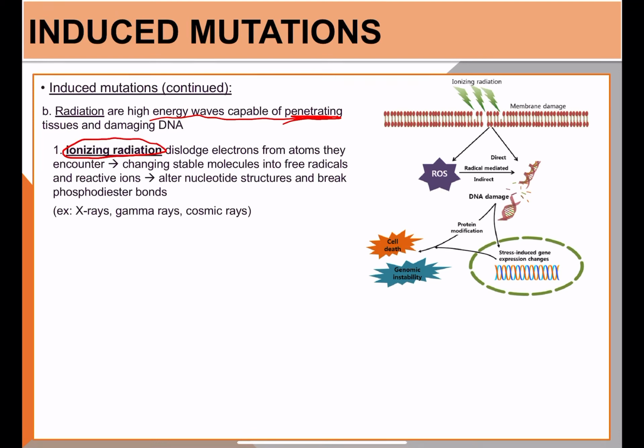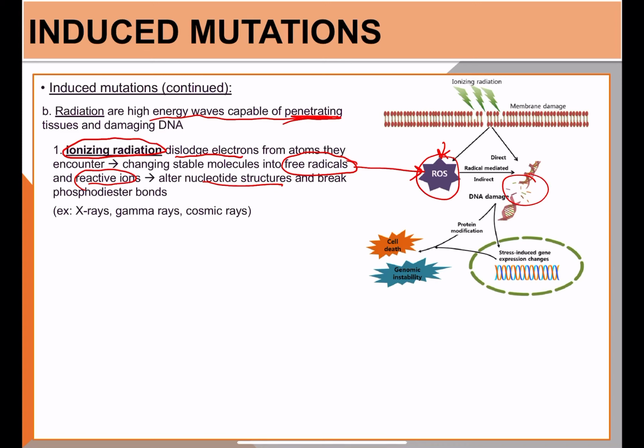These types of radiation are able to dislodge electrons from the atoms they encounter, changing stable molecules into free radicals. That's what ROS here means: free radicals and reactive ions. They will alter nucleotide sequence because free radicals and reactive ions, ultimately called reactive oxygen species, are toxic to the cell, and they will break phosphodiester bonds within the DNA sequence.